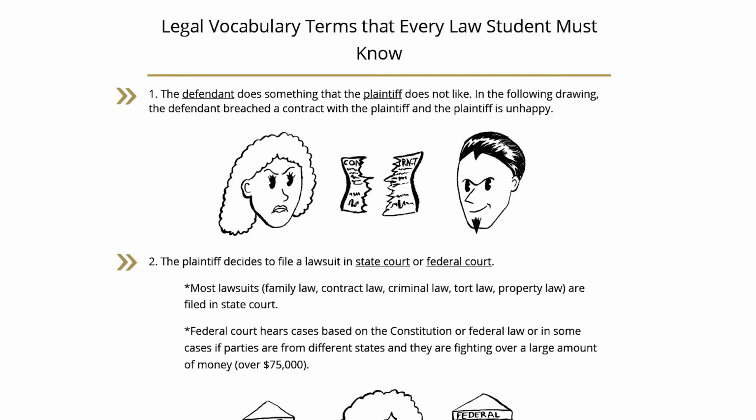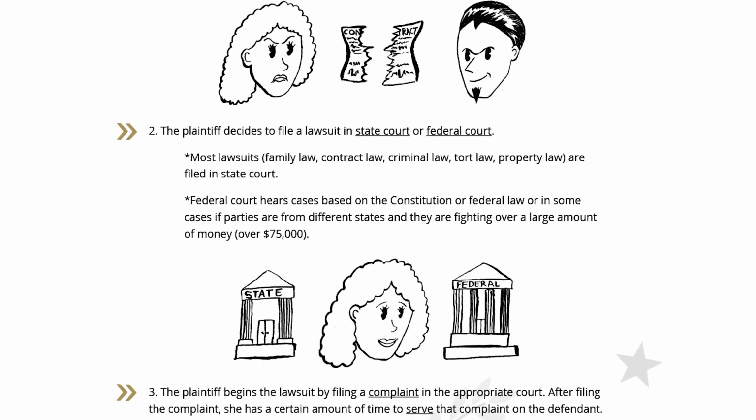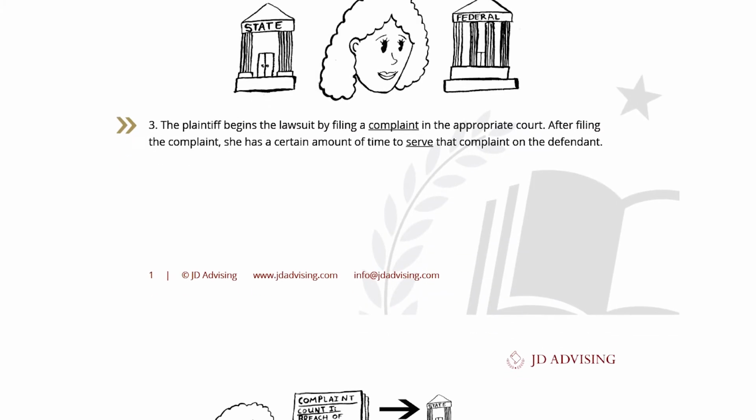Most lawsuits are brought in state court. So typical family law lawsuits, contract law, crim law, tort law, property law, all of these types of lawsuits are filed in state court. Federal court will hear some cases. So they'll hear cases based on the Constitution, for example, First Amendment free speech claims, or federal law, or in some cases if the parties are from different states and they're fighting over a large amount of money, over $75,000. And you'll get more into the nuances of this in your civil procedure class, but that's the basic thing that you should know.